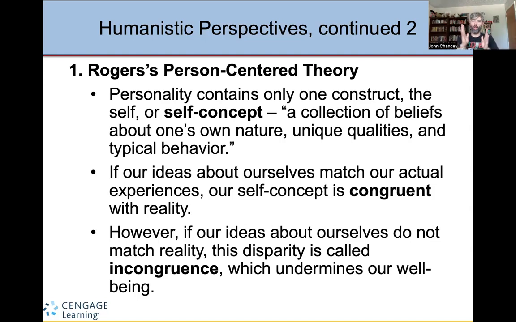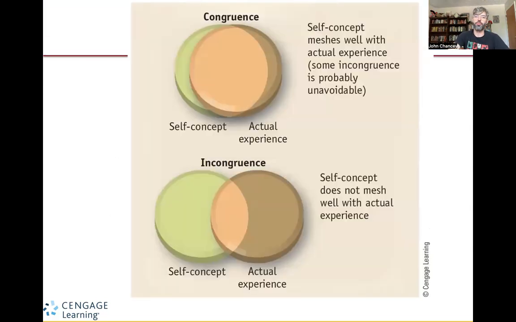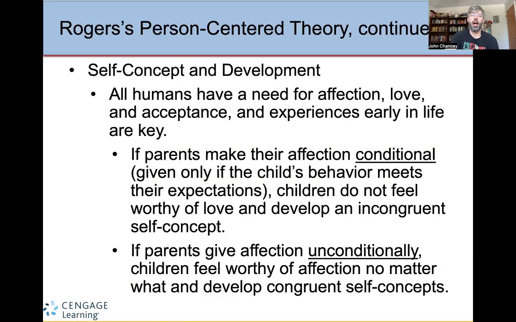But when we're much closer to who we think we are and who we want to be, there is this idea of congruency. But incongruency undermines our sense of well-being when we say one thing and do something else. Or this is the person I am, but this is the person who I want to be. If there's a big gap, it's not always good psychologically. So this idea of self-concept is very much at the center of personality when it comes to Rogers.